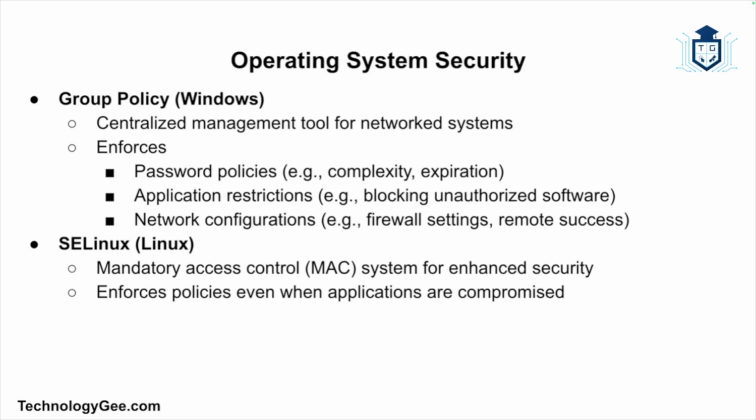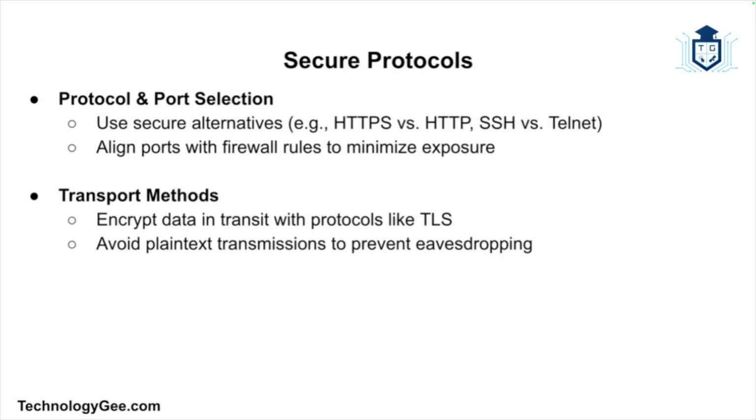And then we have what is called SELinux. SELinux provides mandatory access controls for Linux systems, enforcing security policies even if applications are compromised. Next concept is secure protocols, and within that we have protocol and port selection. You want to use secure protocols like HTTPS instead of HTTP, and also SSH instead of Telnet, and you want to select ports that align with your firewall rules and limit exposure. And then we have what are called transport methods. You want to encrypt data in transit using protocols like TLS. You want to avoid plain text transmission whenever possible.